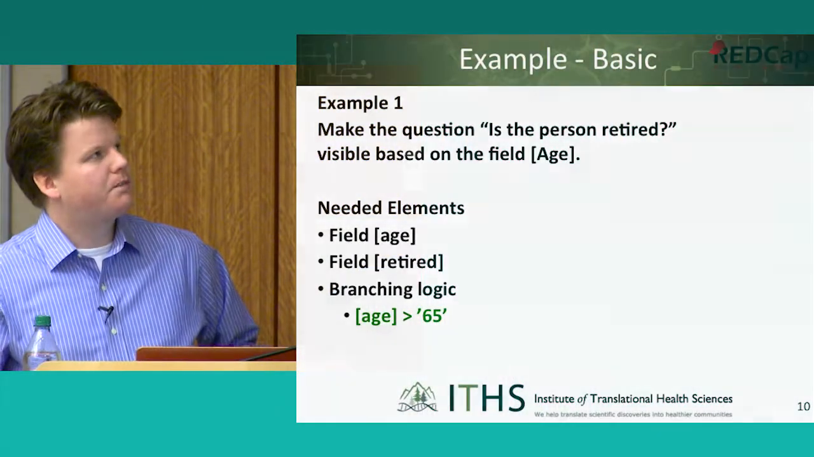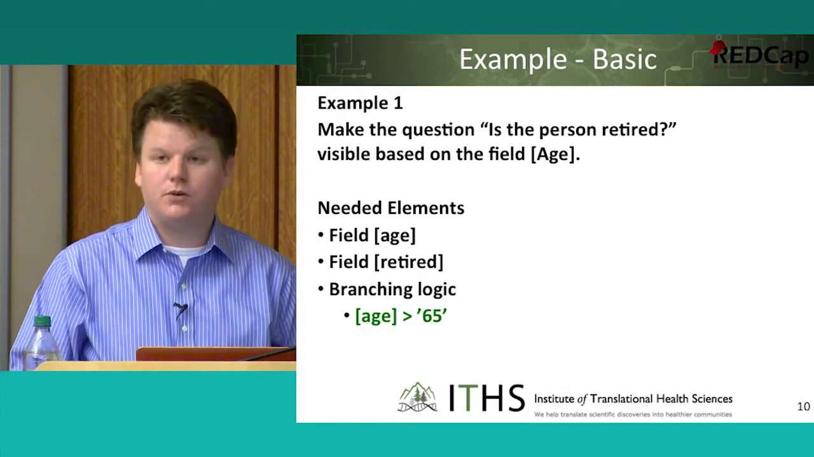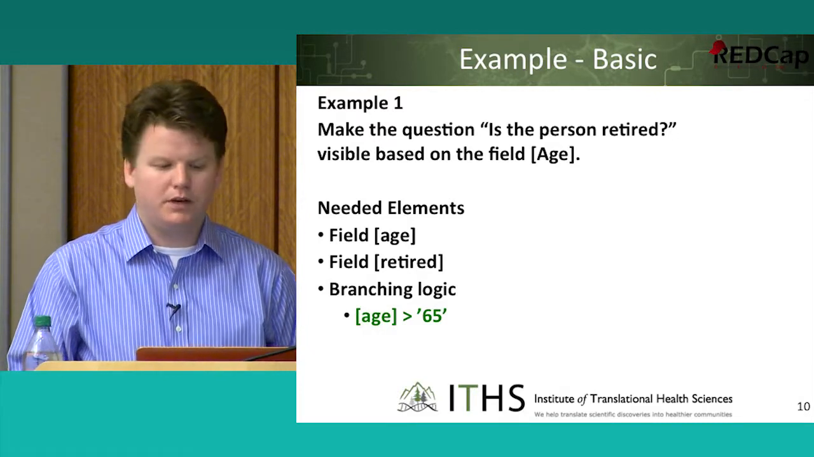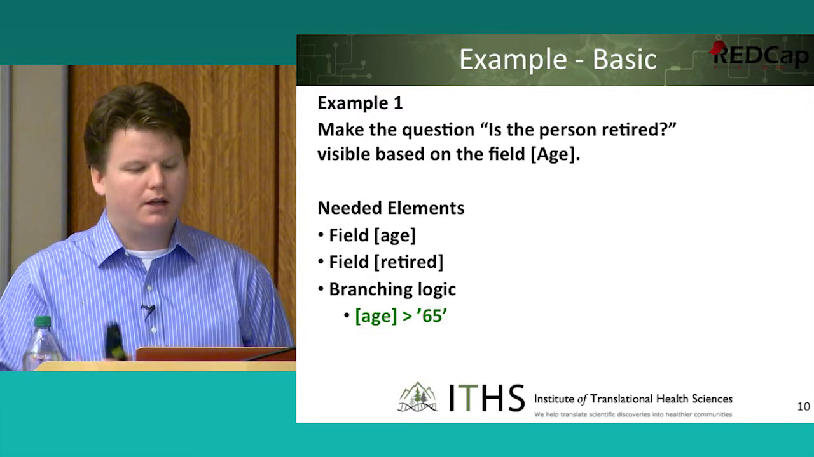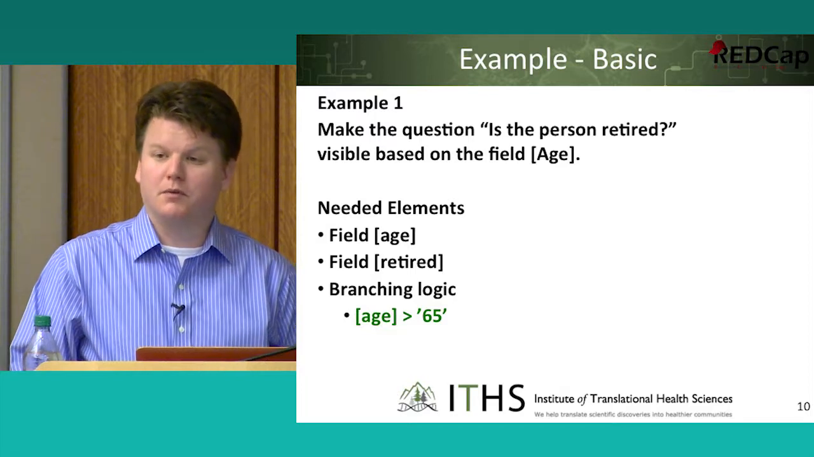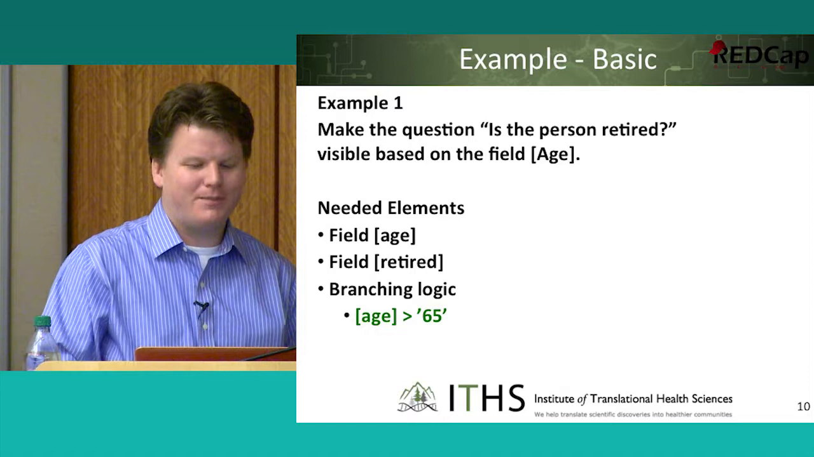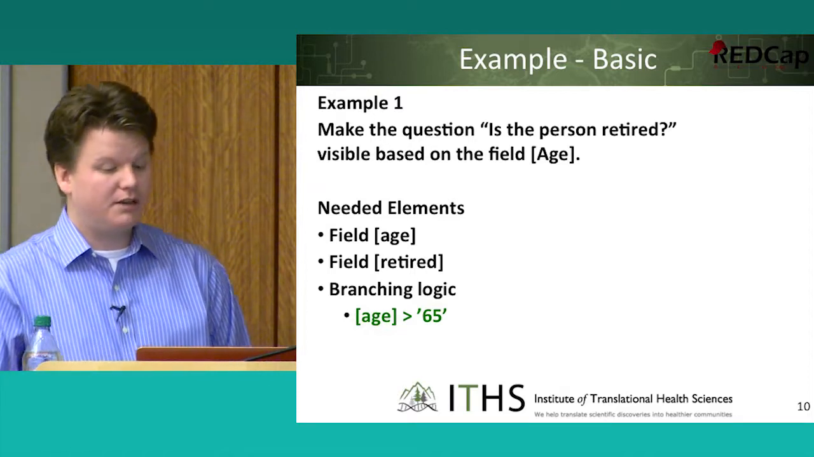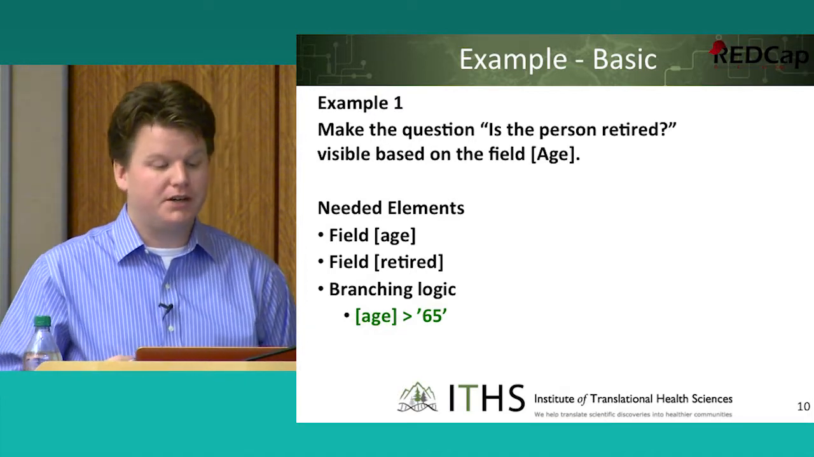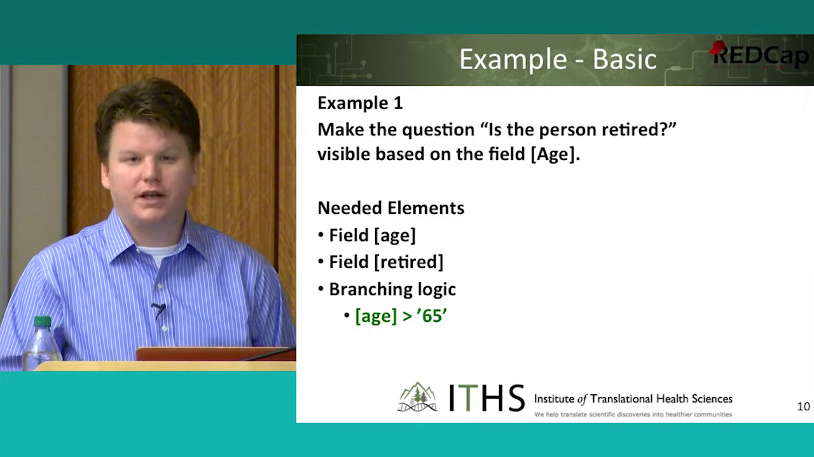Some examples. The basic example is this person retired, yes or no? We want to make that visible if the age is above 65. Of course I know that some people retire before 65, but this is an example. You would need the field age and the field retired. The field retired is the one you're going to hide or show, and the field age is where you're going to look at for a certain value.